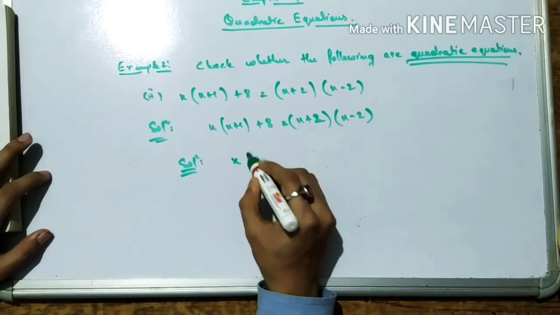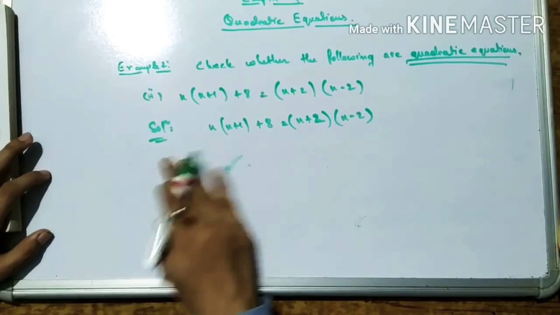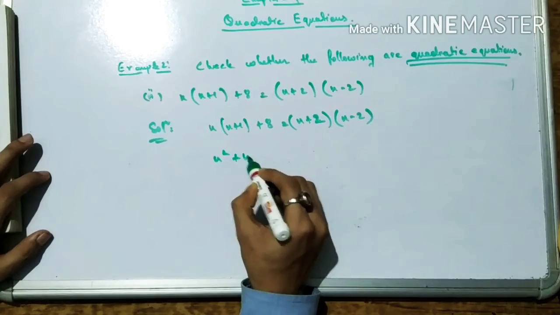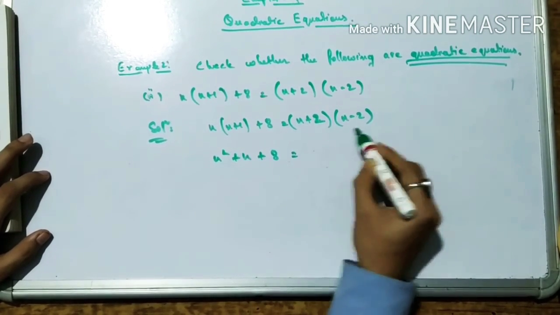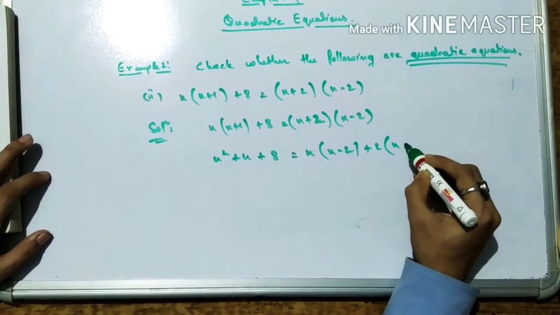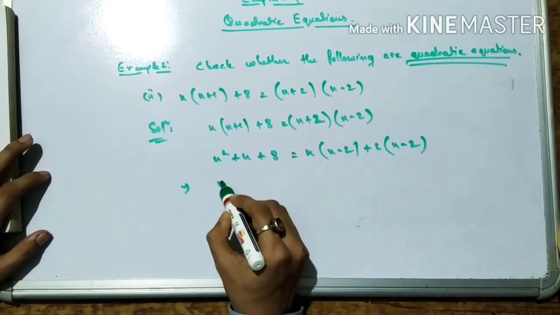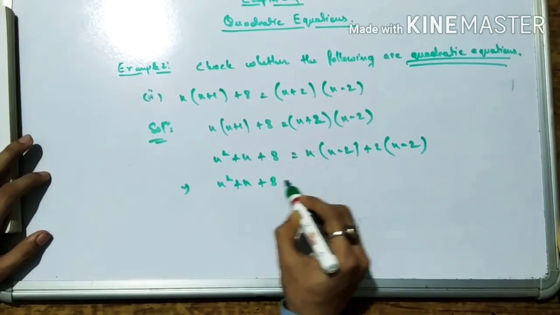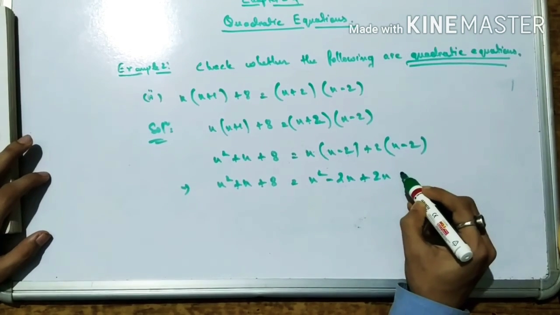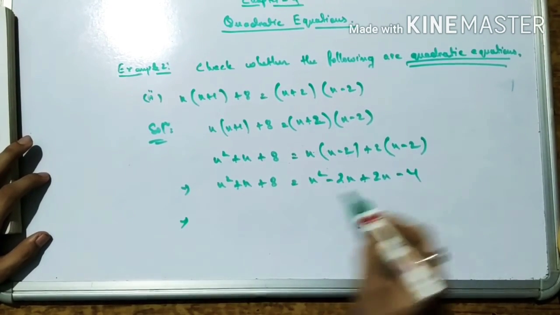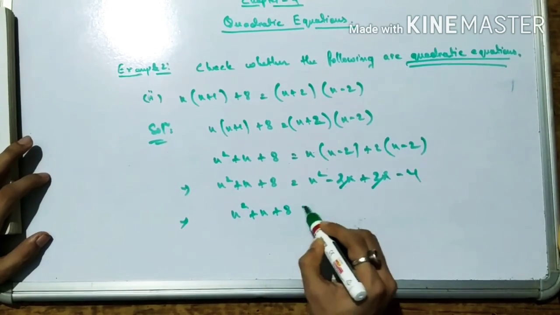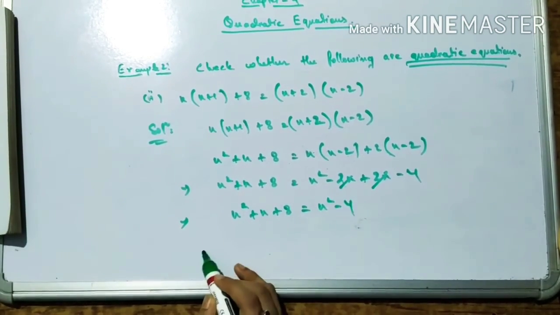This one let me multiply. If I multiply, I will get x square plus x plus 8, and this one if I multiply, x into x minus 2 plus 2 into x minus 2. So I will get x square plus x plus 8 is equal to x square minus 2x plus 2x minus 4. So this one and this one I can cut. Ultimately I will get x square plus x plus 8 is equal to x square minus 4.